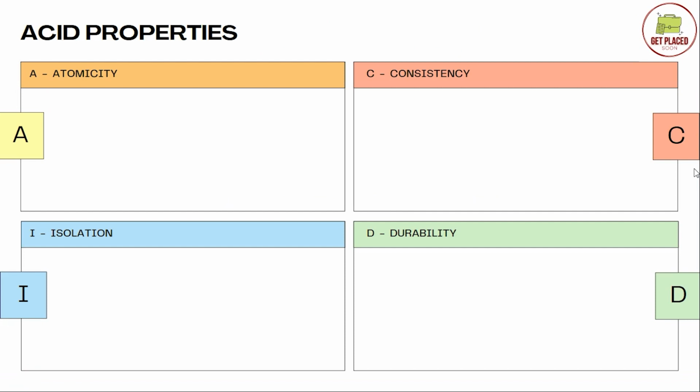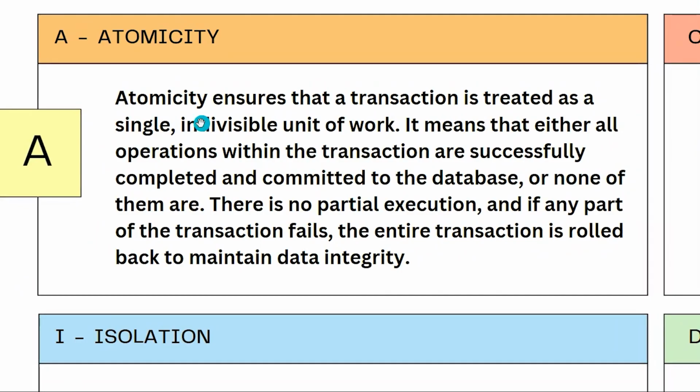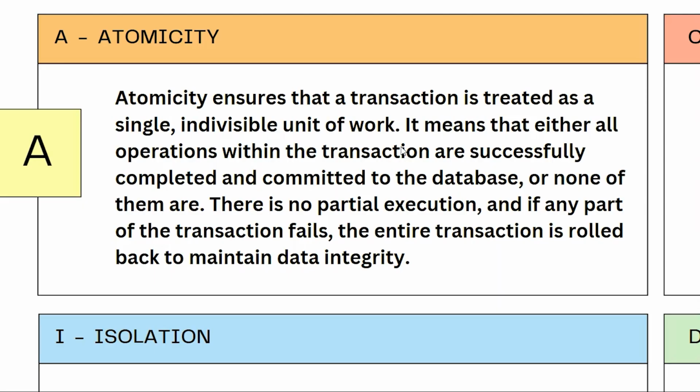So now let's go one by one and understand what it means. Let's start with atomicity. Atomicity ensures that a transaction is treated as a single, indivisible unit of work. For example, consider a bank transfer where money is withdrawn from one account and deposited to another. Now there are two parts. One is withdrawing from one account and the second part is depositing to another account. Here we are considering both as one transaction. Okay? So it is not two parts, it is one part.